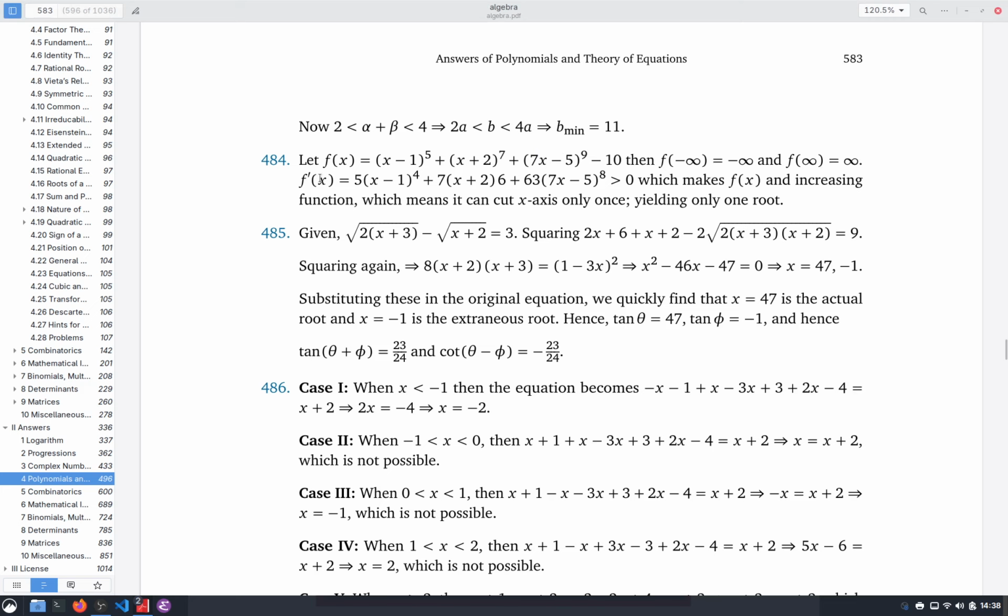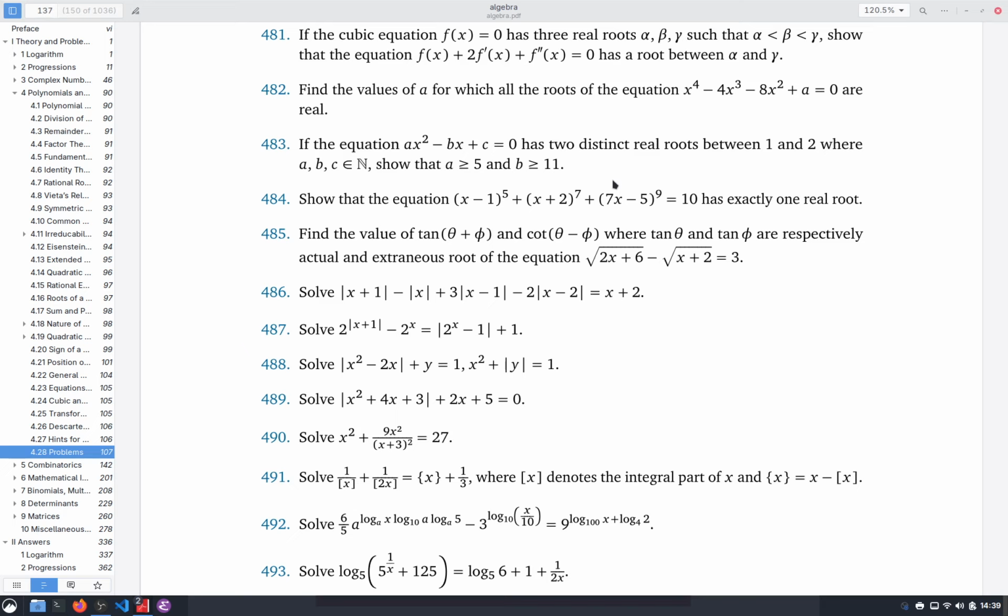Now, if you differentiate it, you will see it is 5(x - 1)^4 (x + 2)^7 (7x - 5)^9 plus 7(x - 1)^5 (x + 2)^6 (7x - 5)^9, and then here we have 63(x - 1)^5 (x + 2)^7 (7x - 5)^8. Now all these terms have even power, so they'll always be greater than 0, which means f(x) is always increasing and cuts the x-axis only once, so we will have only one root.